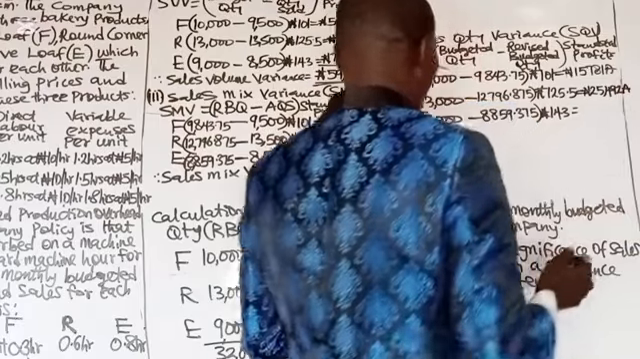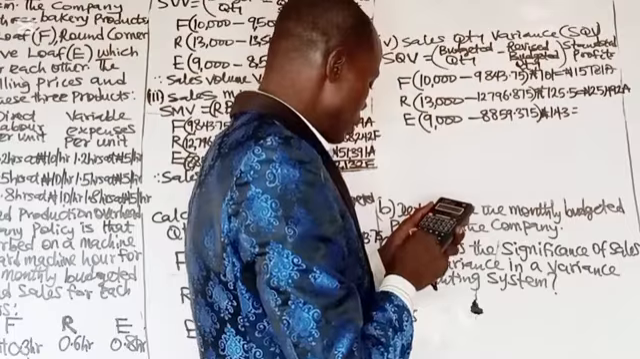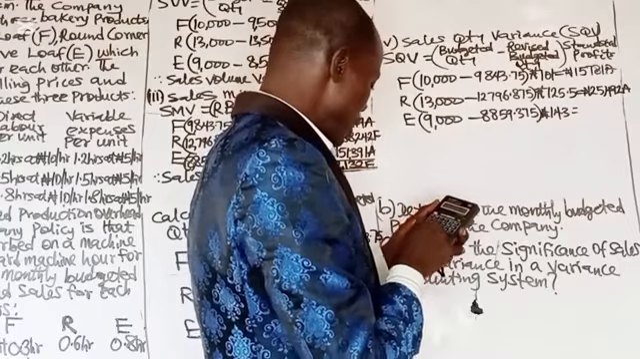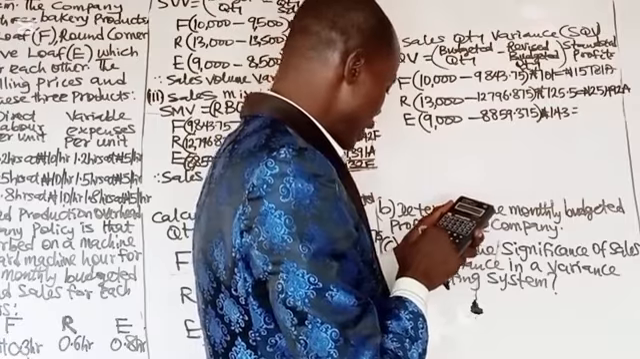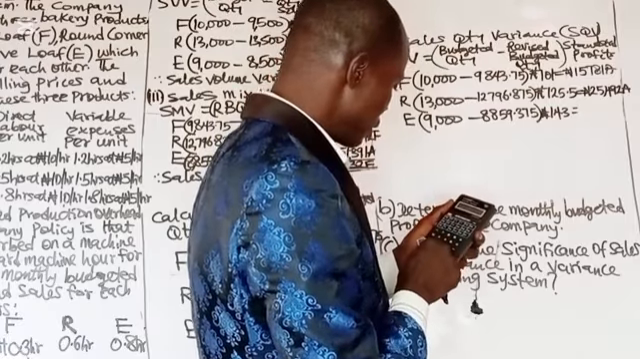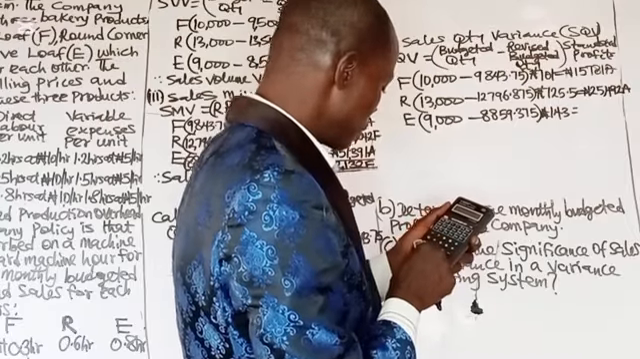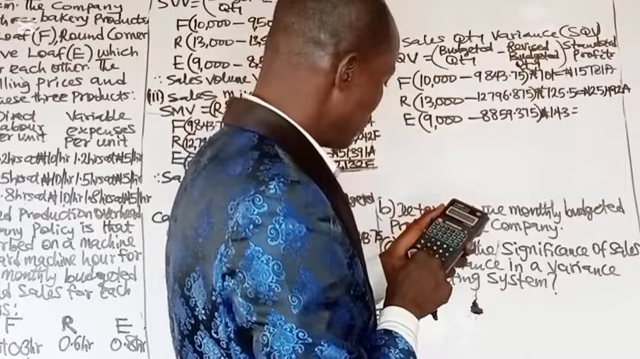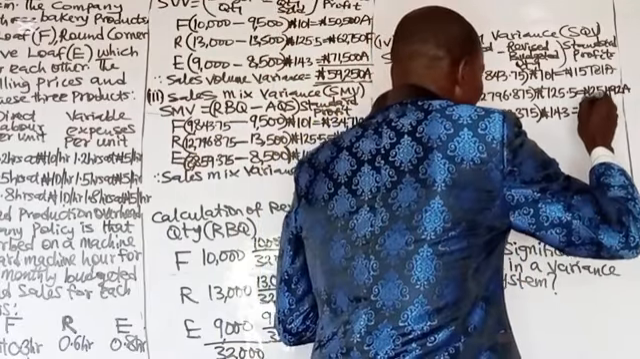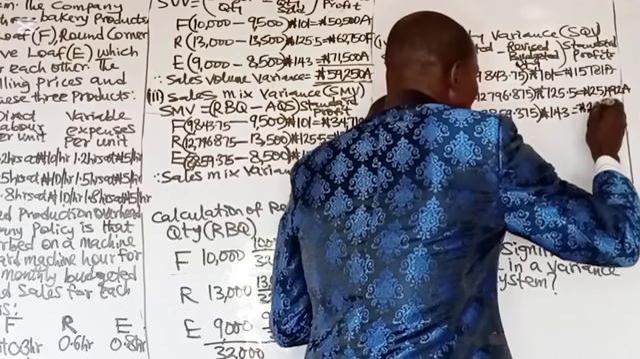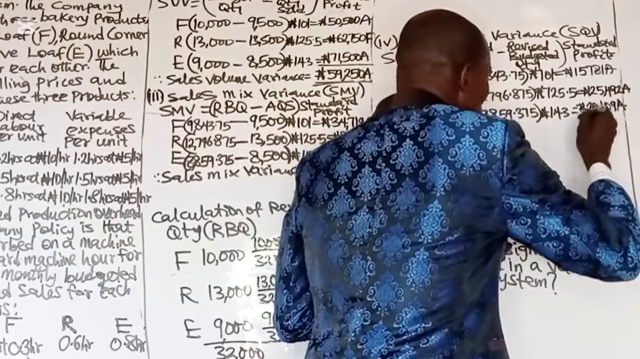Then for E, 9,000 minus 8,859.375 times 143. We have 20,109 adverse. So we sum them up.